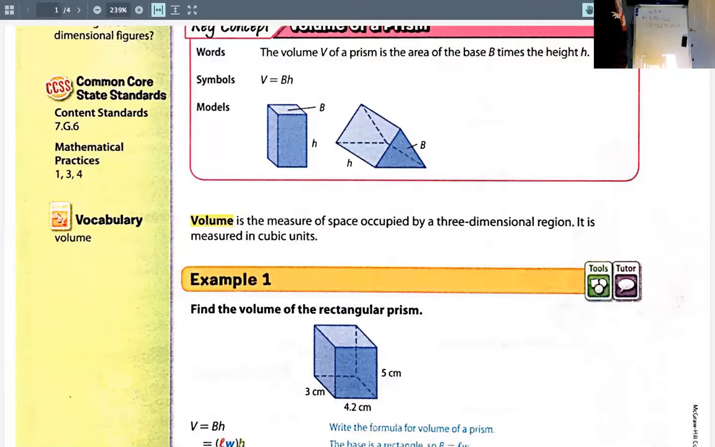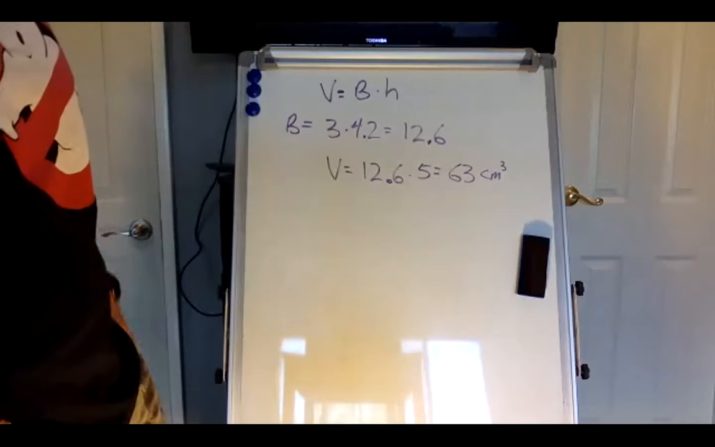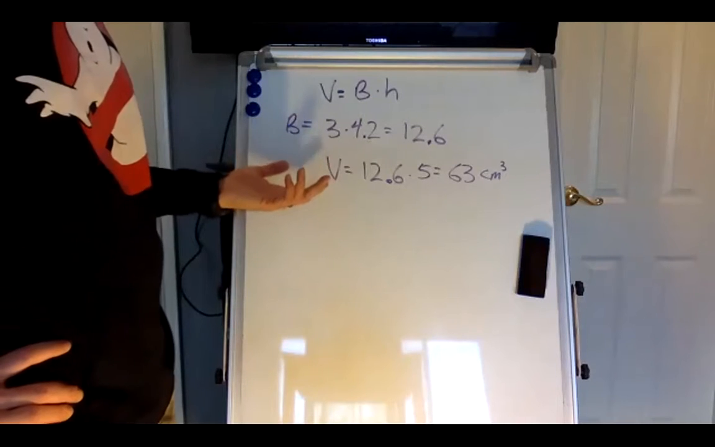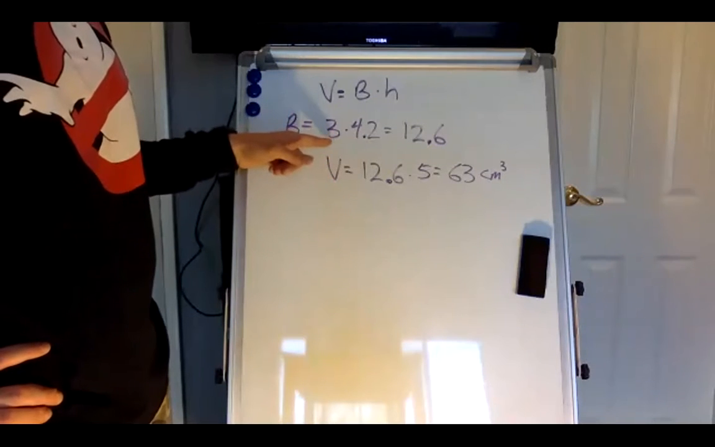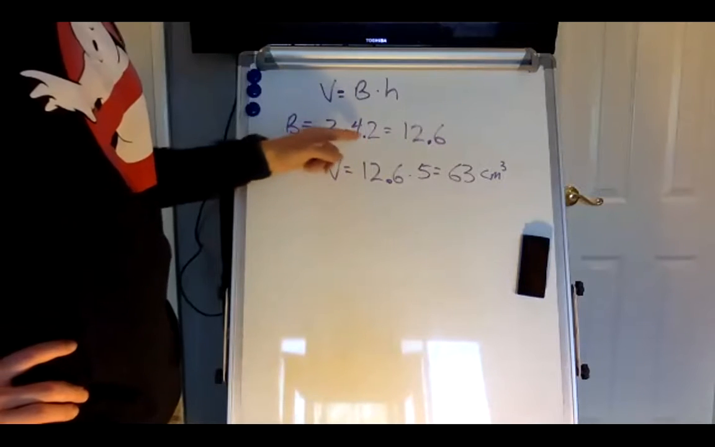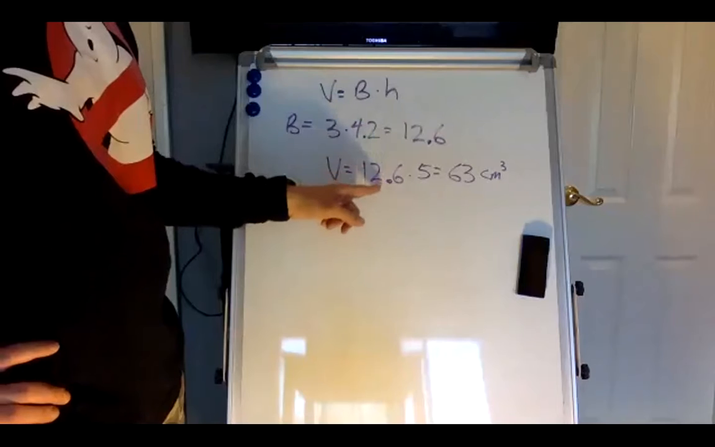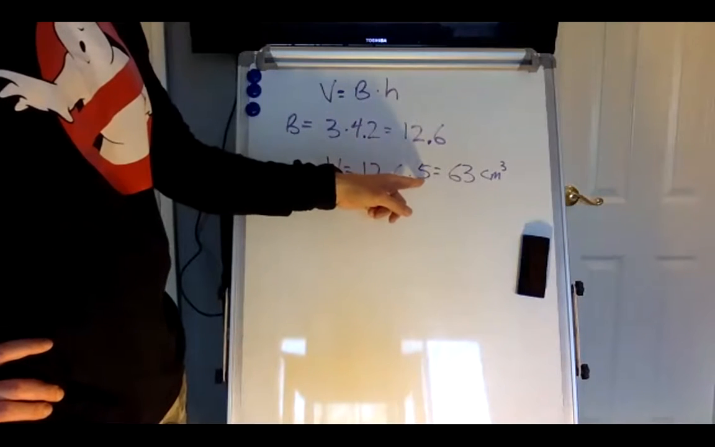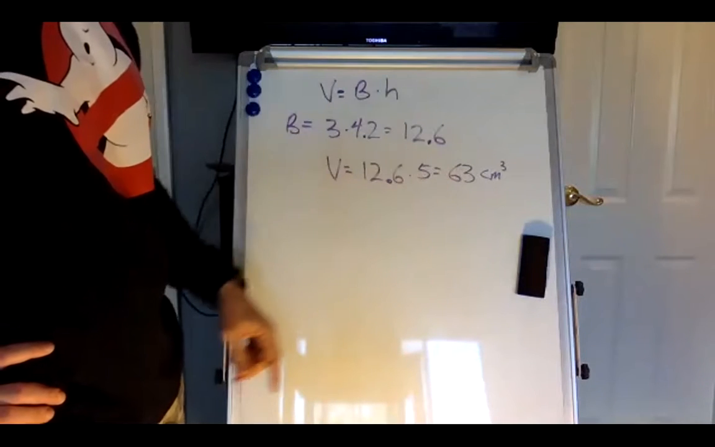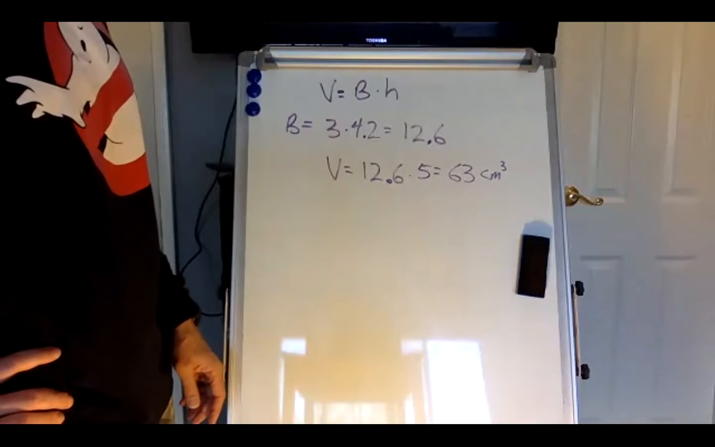So let me unshare the screen so you can see what I did. Okay. So what I had here is I wanted the area of the base. Well, the dimensions that made up the base were the 3 and the 4.2. So I multiplied those to get the area of the base. Then I took the area of the base and I multiplied it times the height of the prism, which gave me 63. All right. Some people will just memorize it as length times width times height.